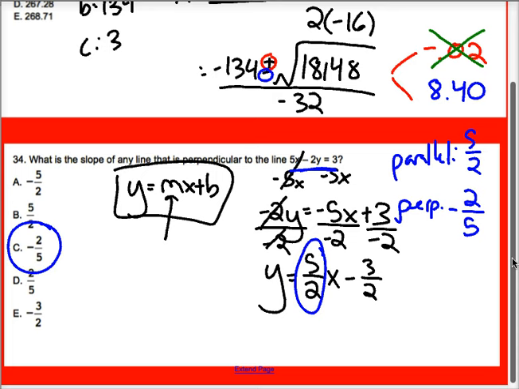But again, another very common one is parallel. So I just wanted to introduce you to the idea that if I ask you for parallel, that is going to have the same slope. Both of those are equally used on ACT tests.